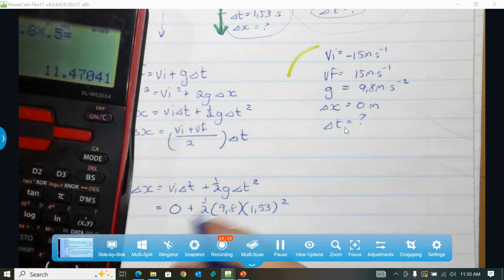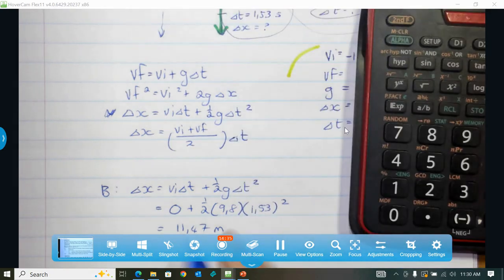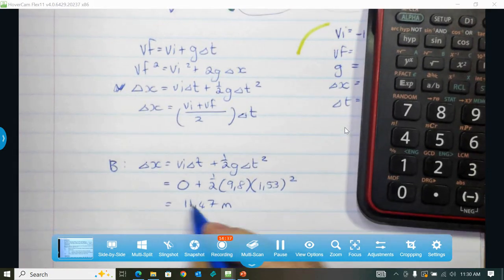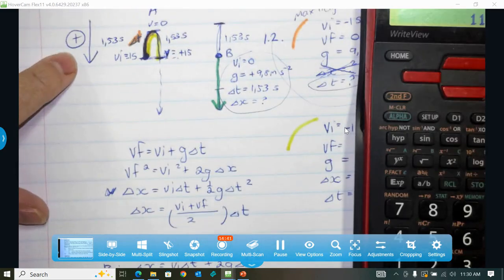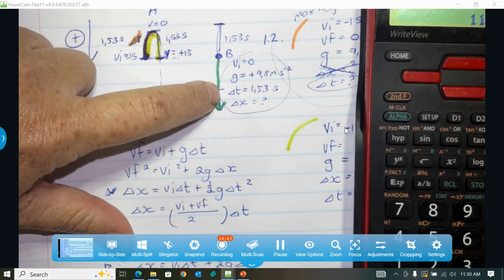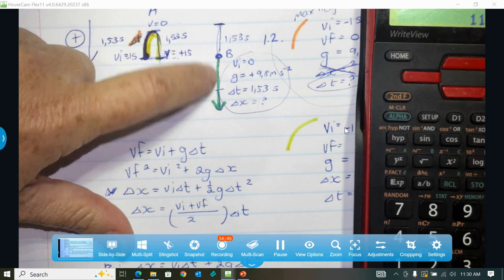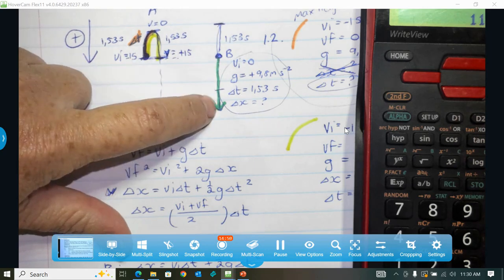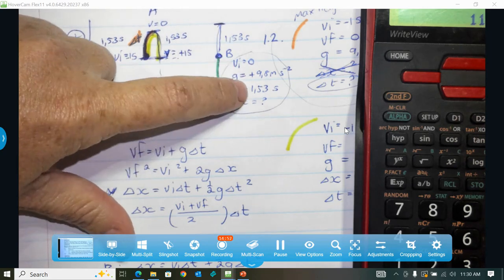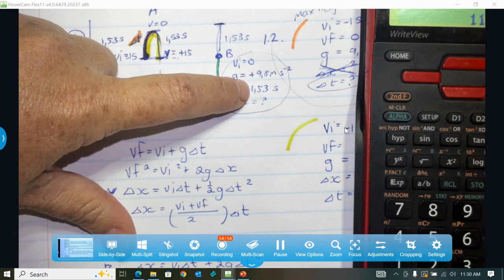It went 11.47 meters. Do you see? I get a positive answer. That positive answer means down, because we said down is positive. Doesn't it make sense? If B is dropped, it's going to cover a displacement that's in the positive direction. But you can't say that's the height of the building. We only know that's how far it went in the 1.53 seconds.